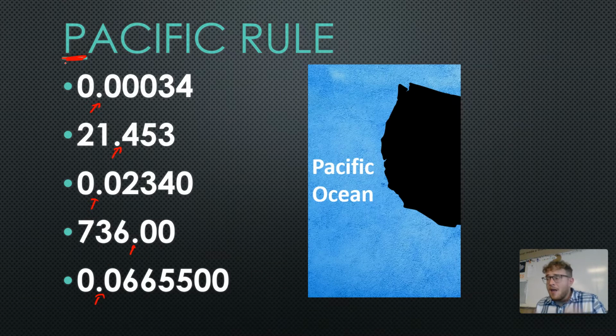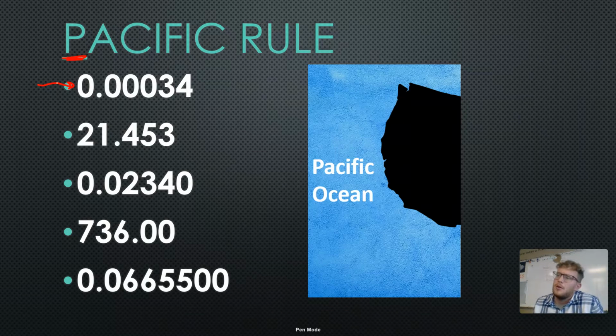Well, what does that mean? That means that we are to start at the left side of the number. Wait a minute, the Pacific Ocean's on the left side of the US. Exactly! That's why it's called the Pacific rule. So what we're going to do is start at the left side of all these numbers, okay? What are we going to do on the left side? We are going to count the number of significant digits. Well, how do I know where to start? You start at the first non-zero digit you hit.